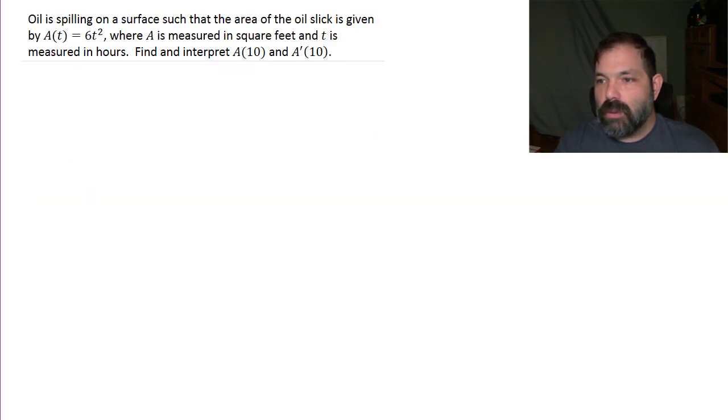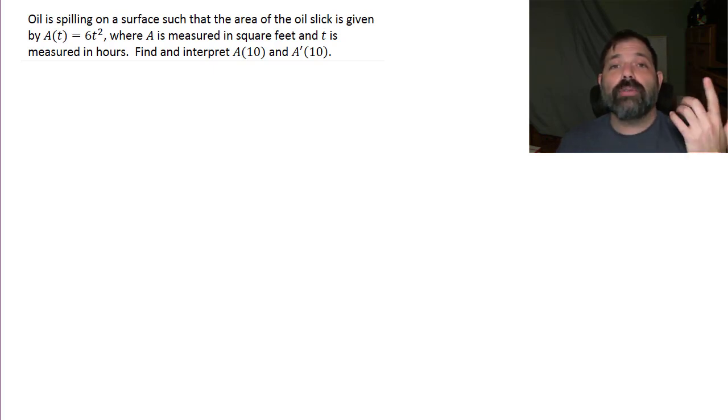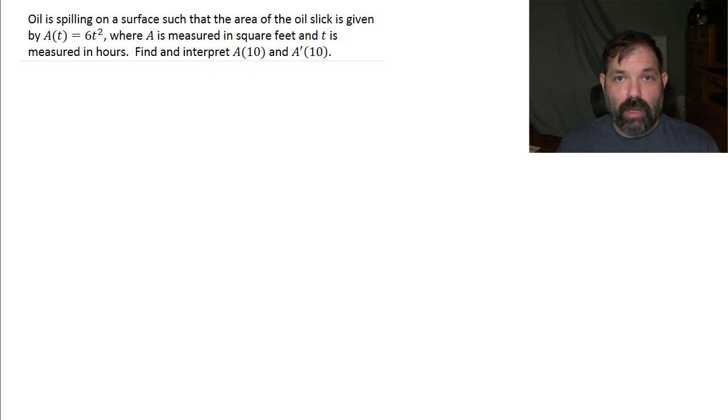Let's see another example. A little tougher here. Oil is spilling on a surface such that the area of the oil slick is given by A of t is 6t squared, where A is measured in square feet and t is measured in hours. Find and interpret A of 10 and A prime of 10. This is similar to the previous exercise, but here they don't give us the numbers. They don't give us the outputs for A of 10 and A prime of 10. We have to find them given the function. And we'll also have to find the derivative of the function to answer the second part. So now would be a great time to pause and try this out on your own.